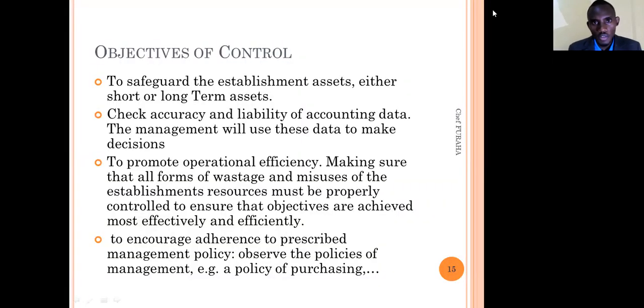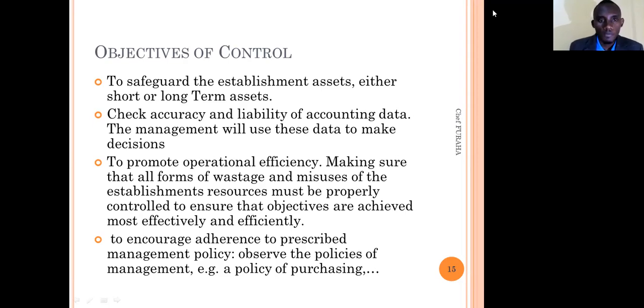Let's look at the objectives of the control process. One is to safeguard the establishment's assets. We establish a control process to safeguard the assets of the establishment, either short-term or long-term assets. If we don't have an effective control process, the establishment's assets will not be safe, either assets of money, that is the capital, or equipment.